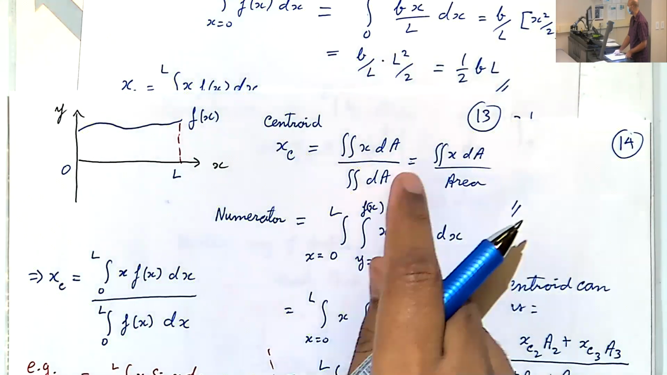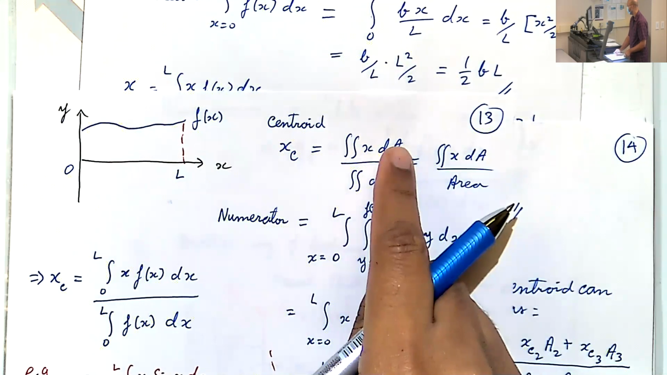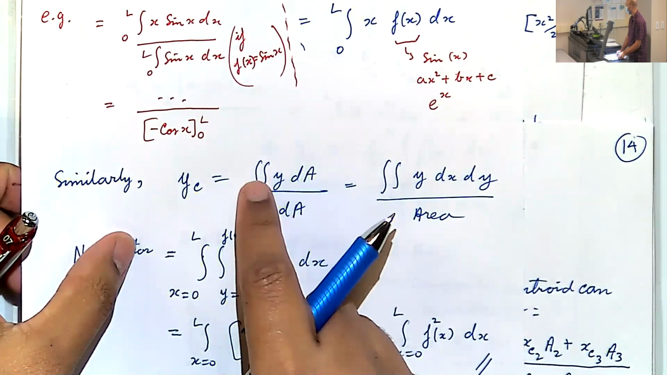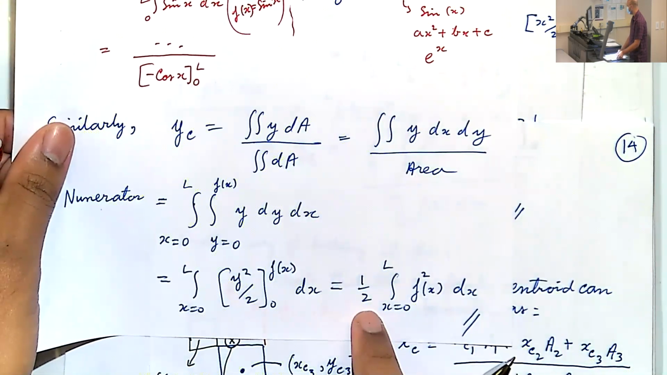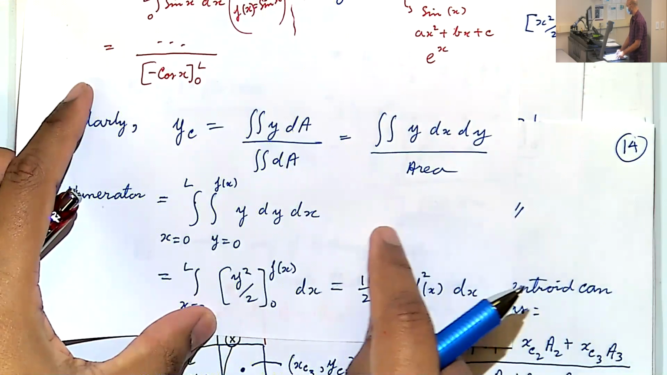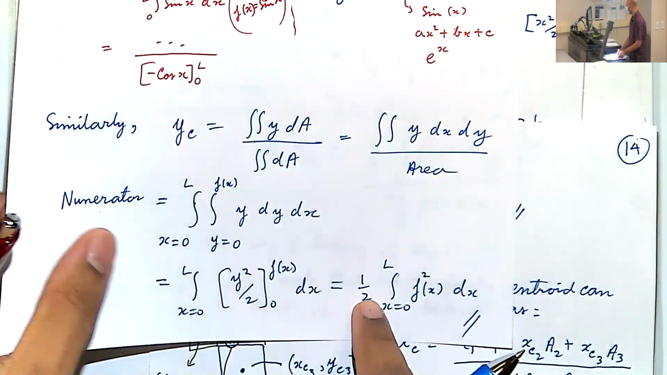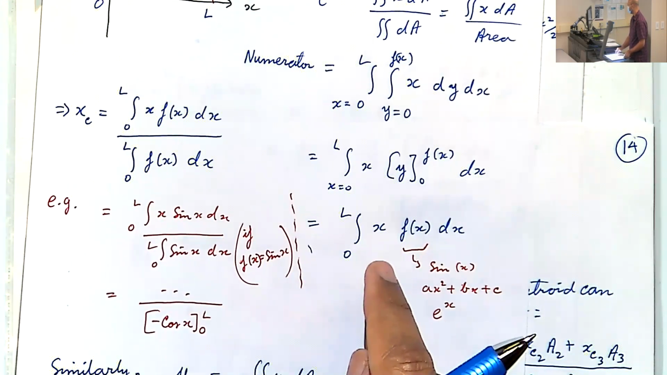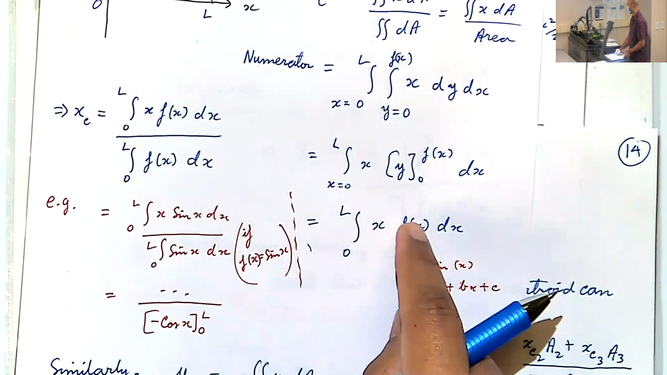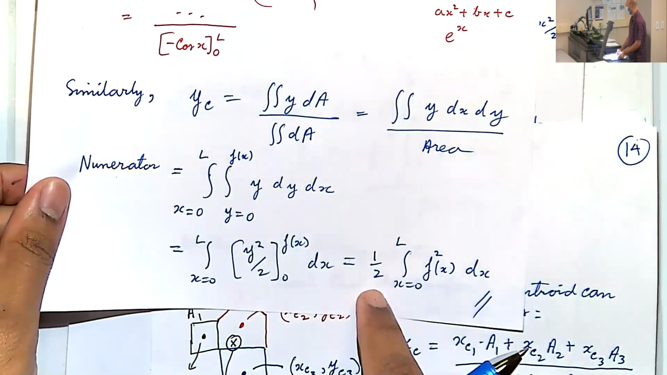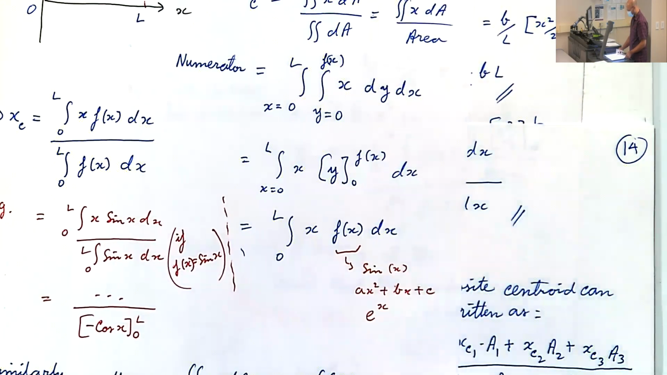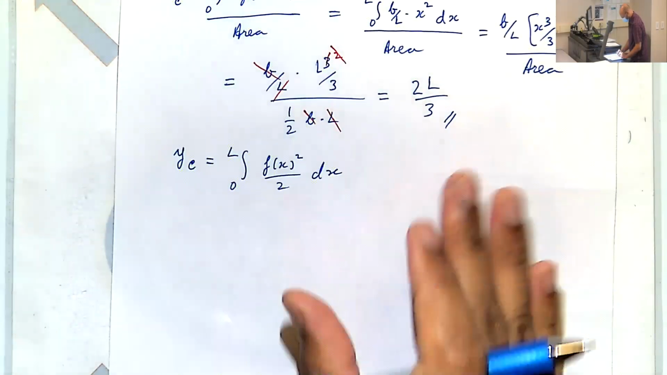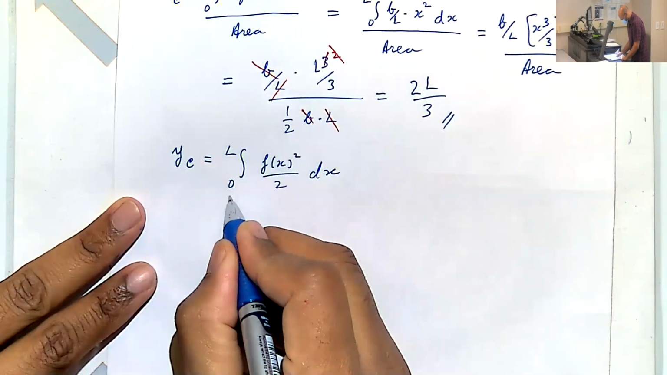The starting formula looks the same, okay? X dA and y dA. This is a double integral. Once we've simplified this to a single integral, the formulas don't look the same. This is f squared over 2. For x, it was just x times f of x. Now we have f of x squared over 2. So don't mix those up. So we evaluate this divided by area.